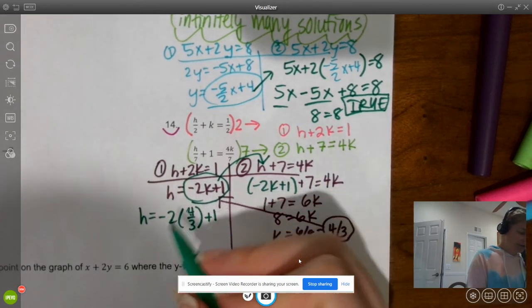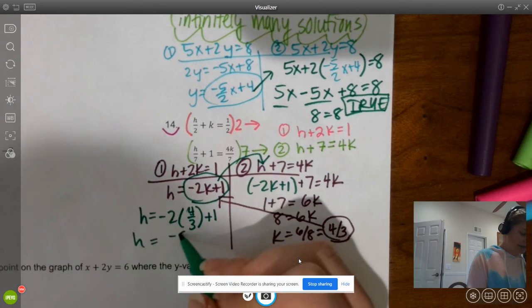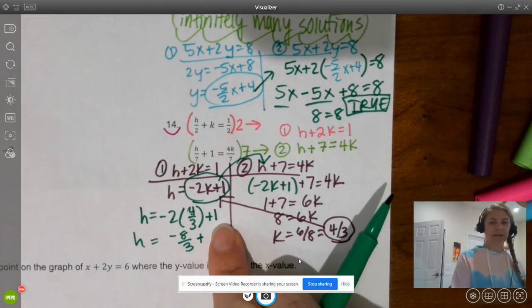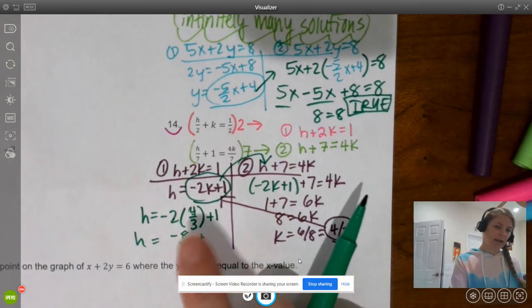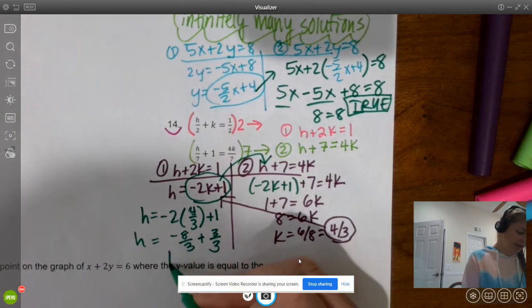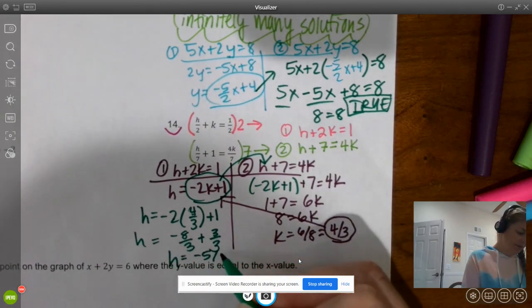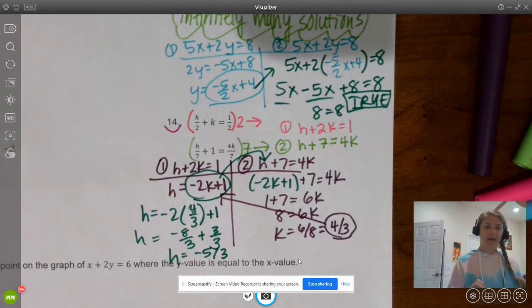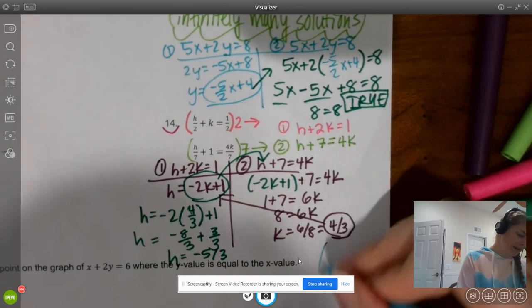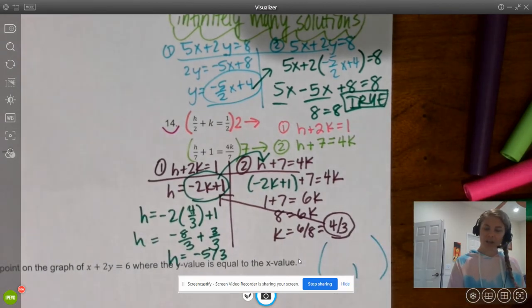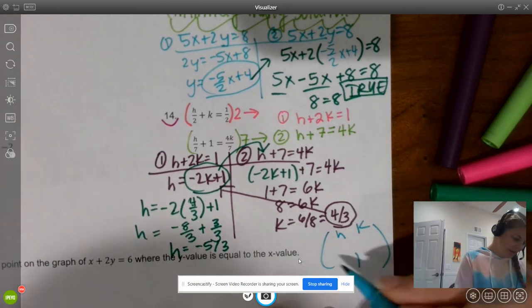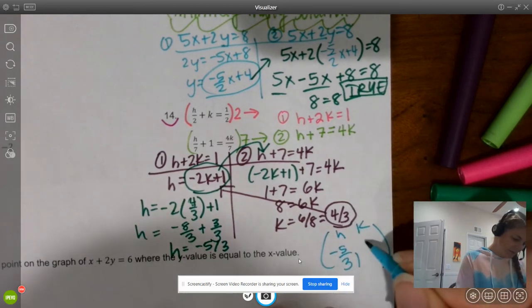2 times 4 is 8, and it's negative. So we have negative 8/3 plus. I really like rewriting this one as a fraction so I can not make silly mistakes. This is 3/3. And negative 8 plus 3 gets you negative 5. So negative 5/3. And final step, write your answer as an ordered pair in alphabetical order and give it some flair. So if you think A, B, C, D, E, F, G, H, I, J, K, so this is H, comma, K. So negative 5/3, comma, 4/3.